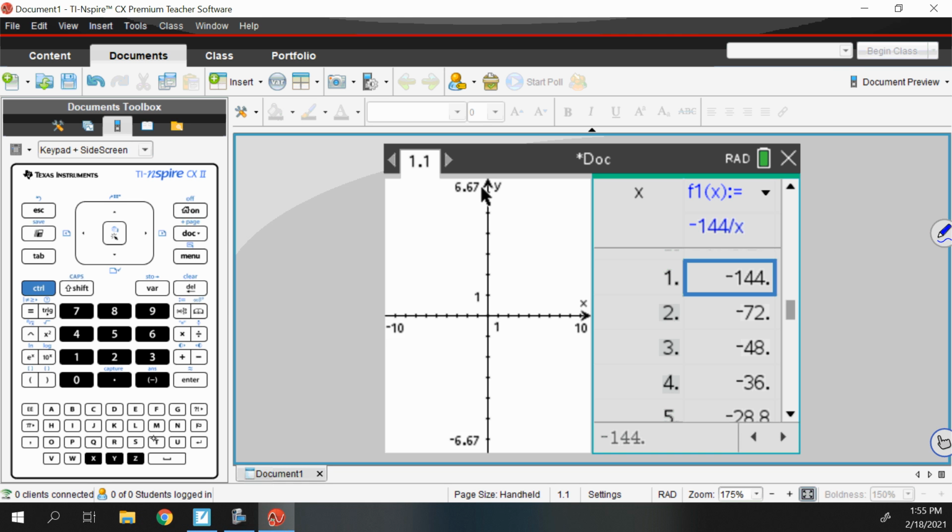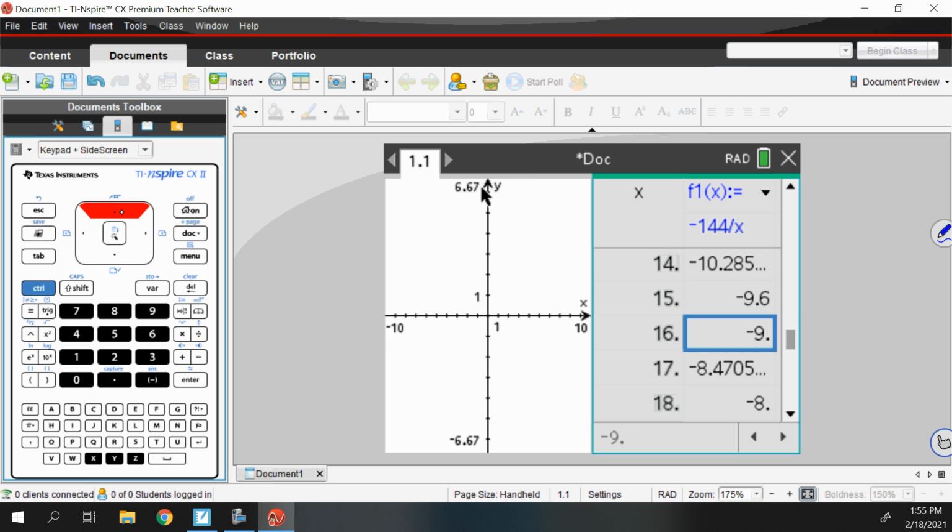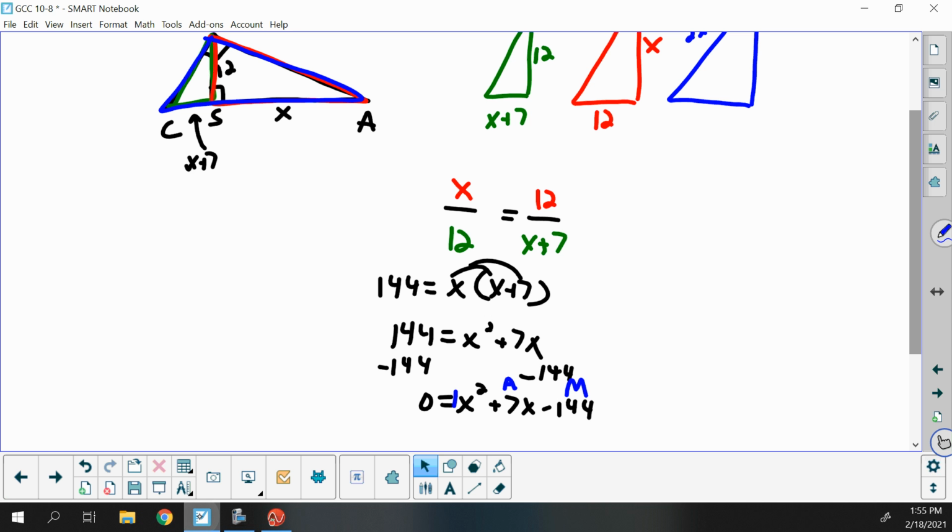Well, 1 and negative 144, that's going to be a negative number. 8 and negative 18, that's going to be negative 10. I think that's the one we want right there. 16 and negative 9 will add to 7. So use the calculator to help you out. Again, in the graphs page, do what you want to multiply to divided by x.